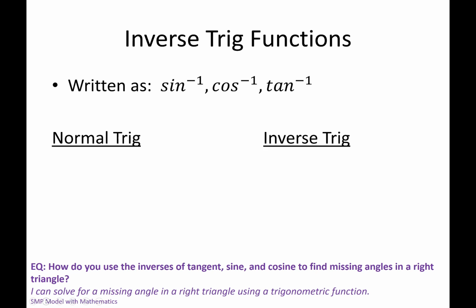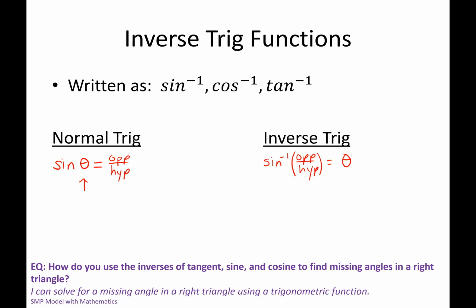So a normal trig function is set up in this way. We would say sine of an angle equals the opposite over hypotenuse for sine. And that's a normal trig setup. So remember that circle-looking thing that represents an angle. It's called theta. And then for an inverse trig, it's basically switched. So we say sine inverse of the ratio, in this case, opposite over hypotenuse, is going to equal the angle. So it's basically just a flipped version.